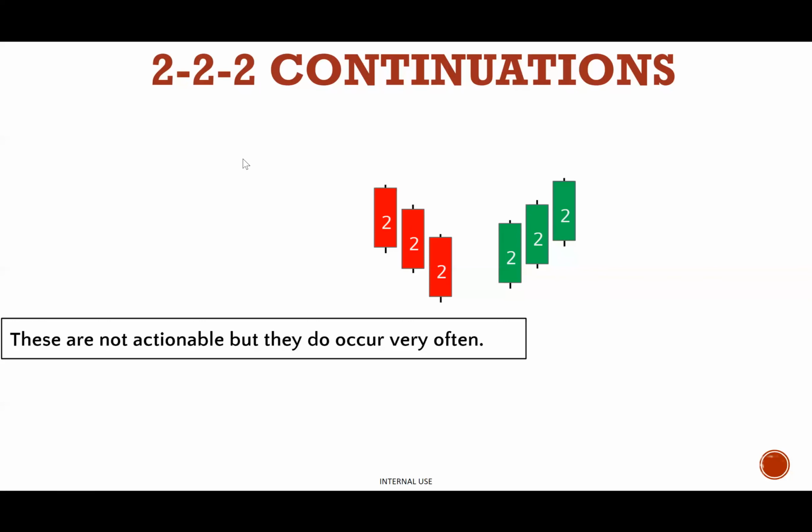And then 2-2 continuations, right? 2-2 downs, 2-2-2s going up. These are not actionable, but they do occur very often. They occur very, very often where you just continue seeing 2 downs, 2 downs, 2 downs, or 2 ups, 2 ups, 2 ups. Those are identifying and confirming that that is a continuation to the downside, because it broke the previous low, then the next candle broke that previous low, and this one as well. And that's going to be it for the slides.